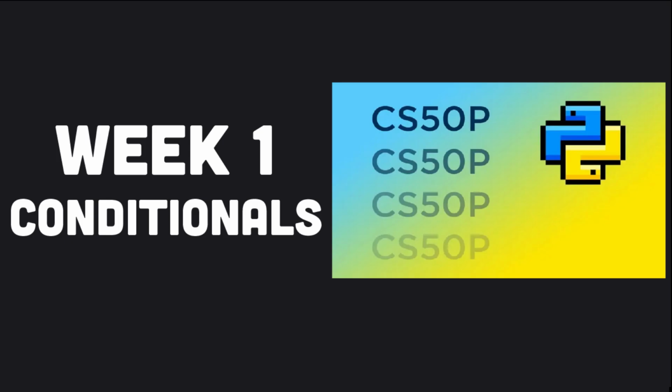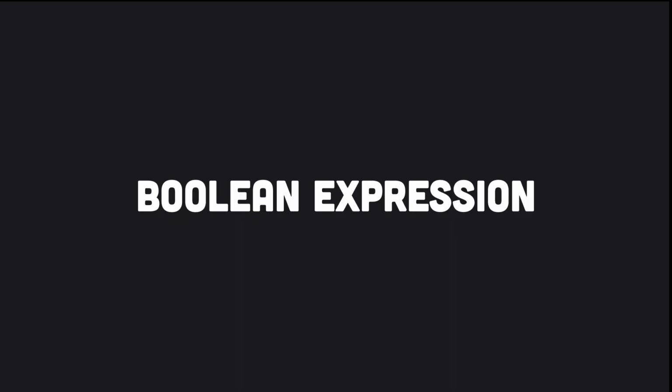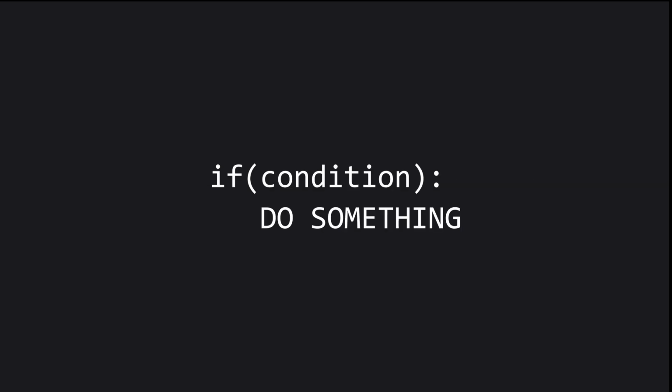We use comparison operators like greater than, less than, equal to, and not equal to create Boolean expressions. A Boolean expression is simply a question that returns true or false. Python then uses this result to decide which line of code should run. The most important keyword introduced is if. The if statement allows us to check a condition and execute a block of code when the condition is true.